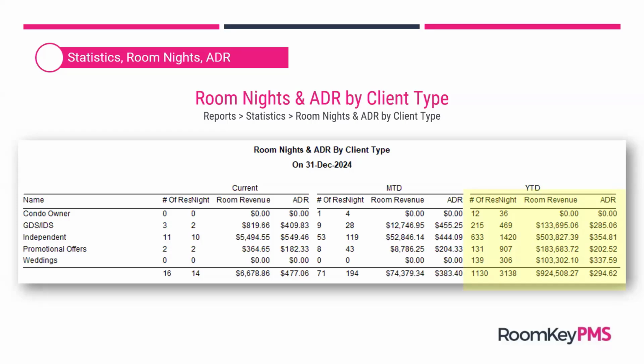Now, this report is going to list all of your client types, and it's going to show you your number of reservations for each of those client types within the year, the number of room nights sold, the room revenue for those room nights, and then your ADR.